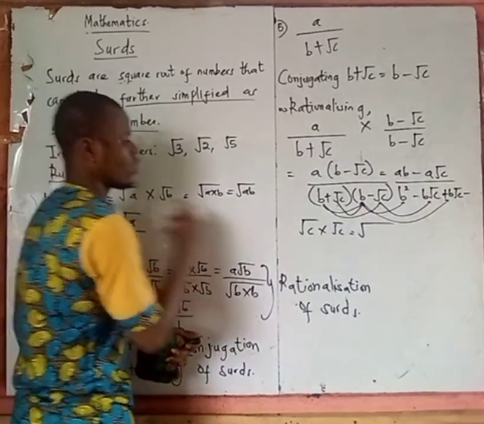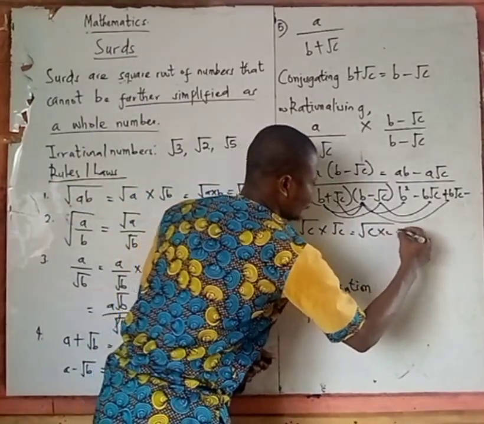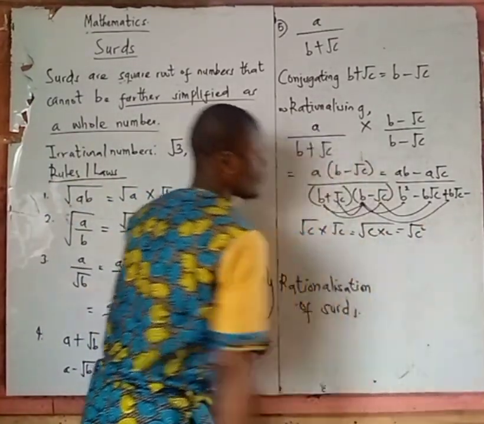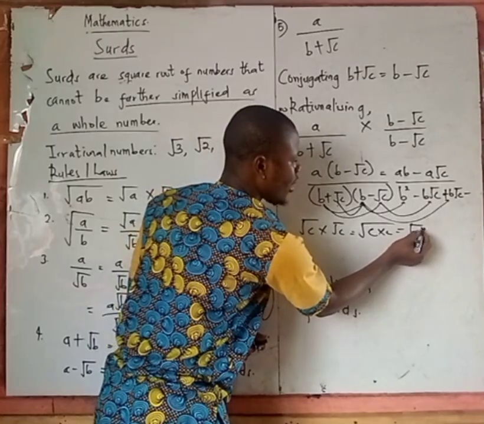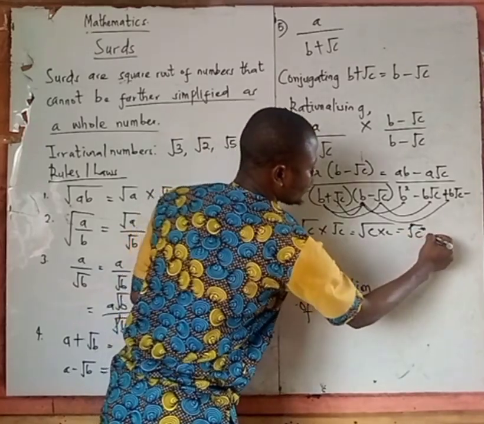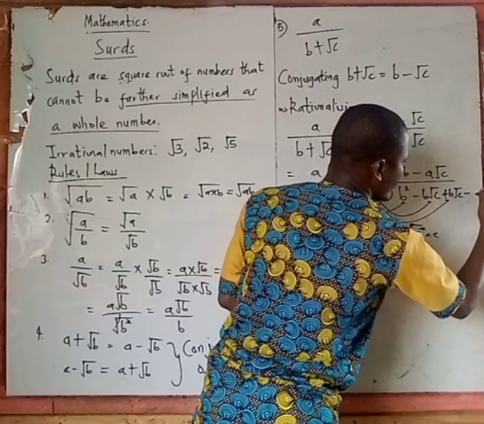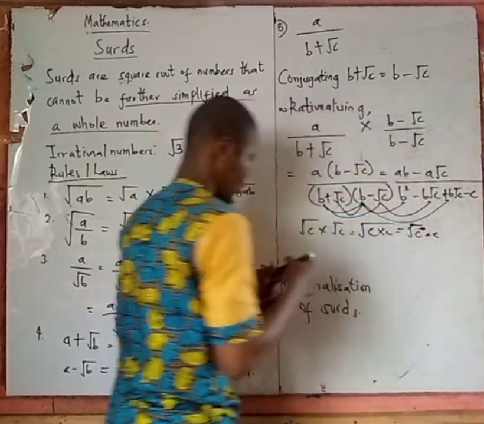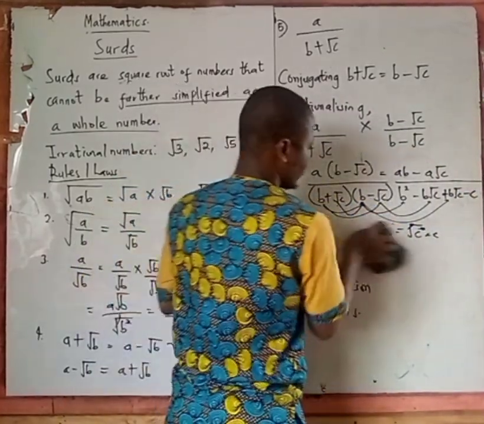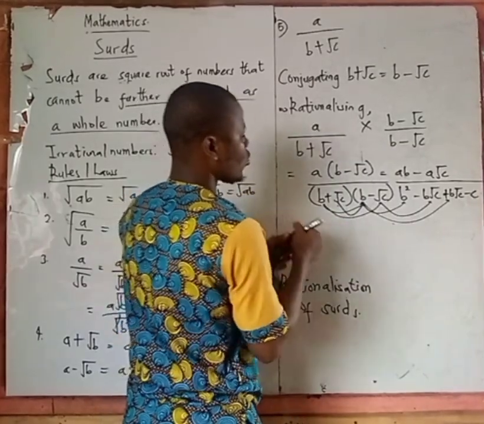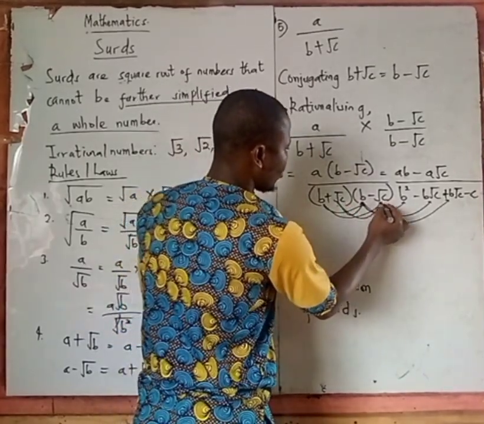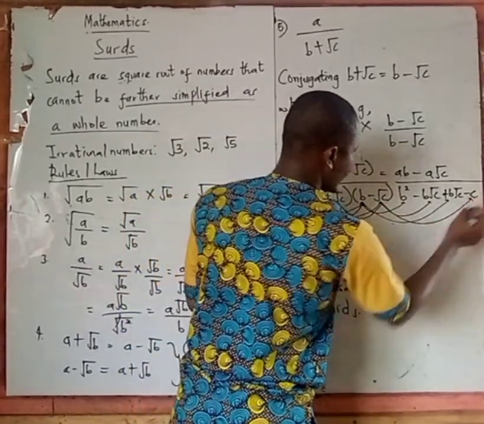Apply this law. It means that we have root c times root c, that is root c squared. So the square will cancel out the root, and we are left with c. So here we're going to have c here. So root c times minus root c gives us minus c.